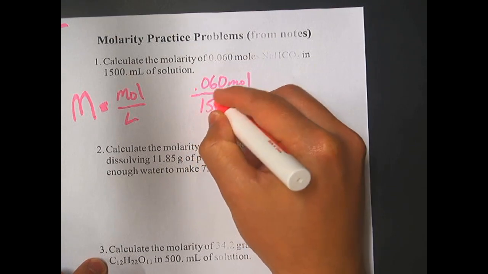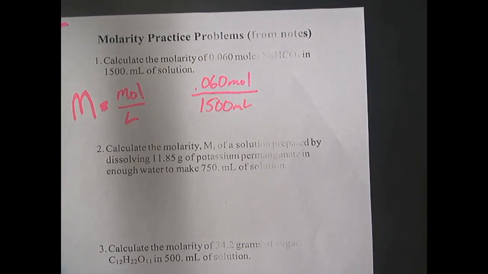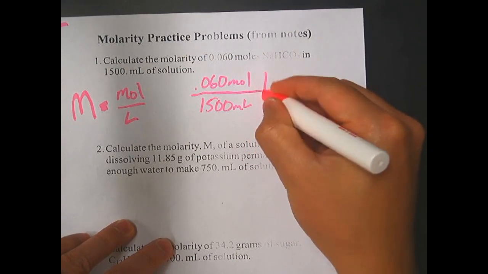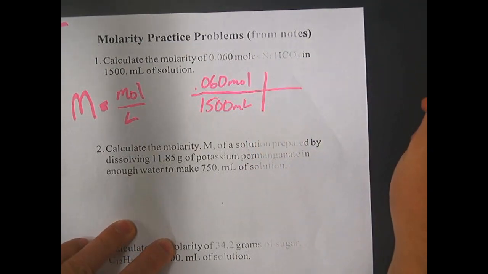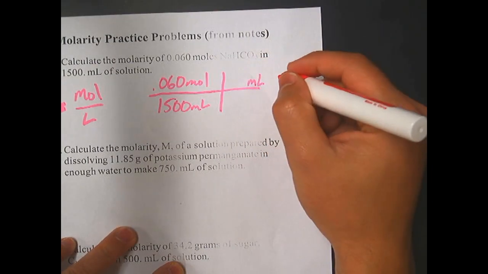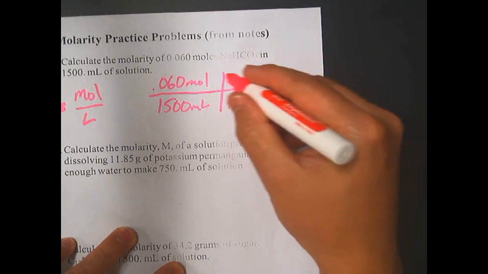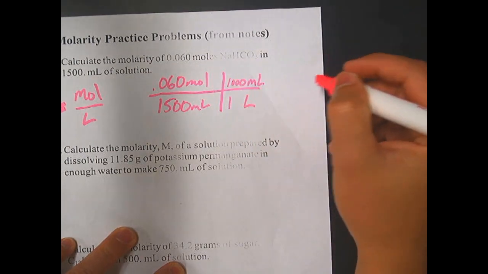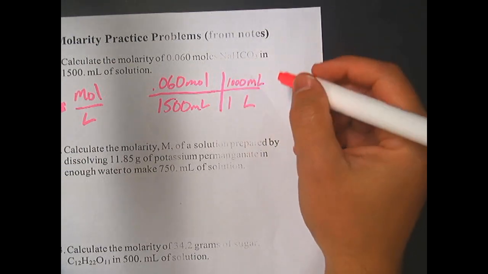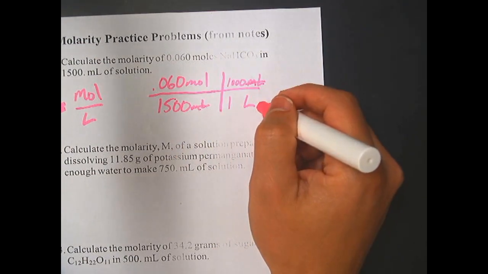Write 1,500 milliliters down here, even though we know we don't want milliliters. So if I don't want a unit, I just use train tracks to get rid of it. So milliliters is on the bottom, so milliliters goes on top, liters goes on the bottom, and we know that 1 liter is 1,000 milliliters. So in this case, what we would do is 0.06 times 1,000 divided by 1,500. Milliliters would be gone, and we're left with moles per liter.